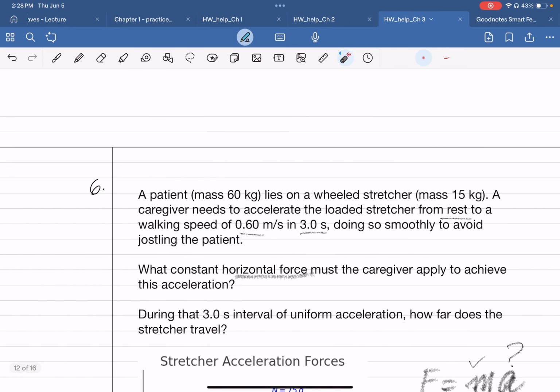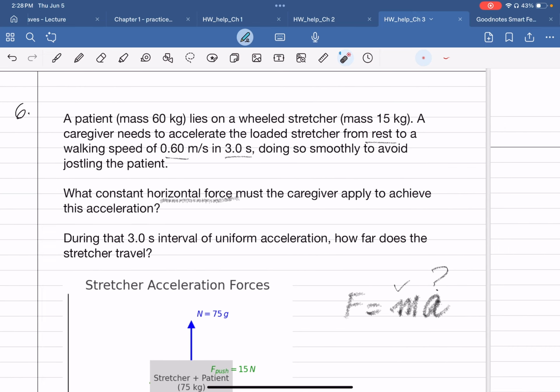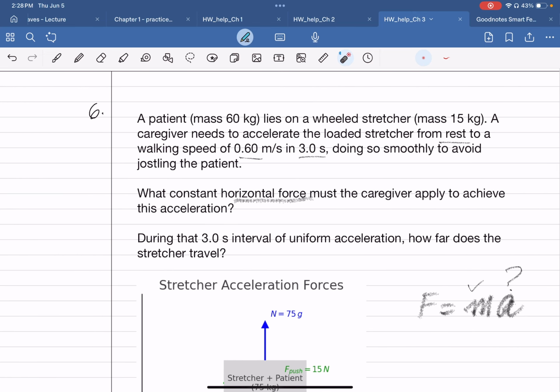That brings us to the sixth question. These are extra questions, but important for the exam. A patient, mass 60 kilograms, lies on a wheeled stretcher, mass 15 kilograms. A caregiver needs to accelerate the loaded stretcher from rest to a walking speed of 0.60 meters per second in 3.0 seconds, doing so smoothly to avoid jostling the patient. What constant horizontal force must the caregiver apply to achieve this acceleration?